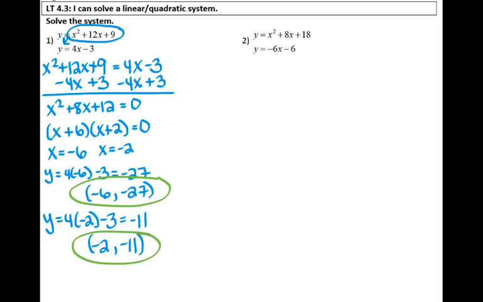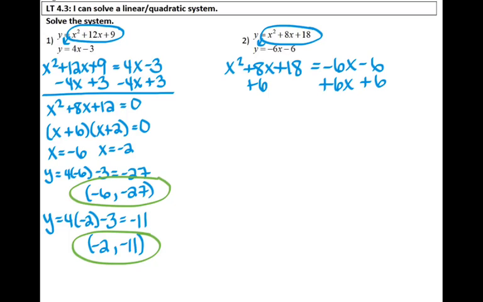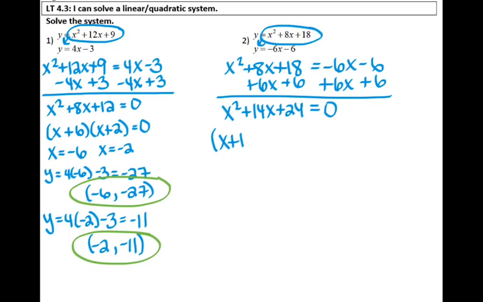I'm going to do the same thing for number 2. Substitution. So I have x squared plus 8x plus 18 equals negative 6x minus 6. I'm going to add 6x and add 6 to both sides so that my equation equals 0. So that's x squared plus 14x plus 24 equals 0. Two numbers that multiply to 24 and add to 14 are 12 and 2. So my factors are x plus 12 and x plus 2 equals 0. So my two solutions for x are negative 12 and negative 2.